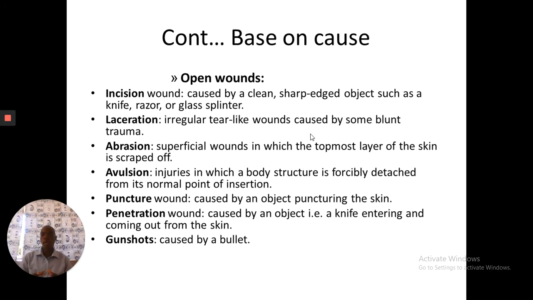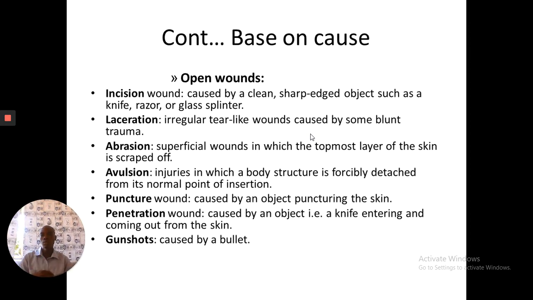And then you've got avulsion. This is when a body structure is forcibly pulled off its attachment area. We also sometimes call them degloving injuries. So you find, for example, the skin is pulled off a finger, that's an avulsion. Then you've got a puncture. A puncture is like when you have a needle going into your tissue or a thorn going into your skin. It causes a puncture on the skin.